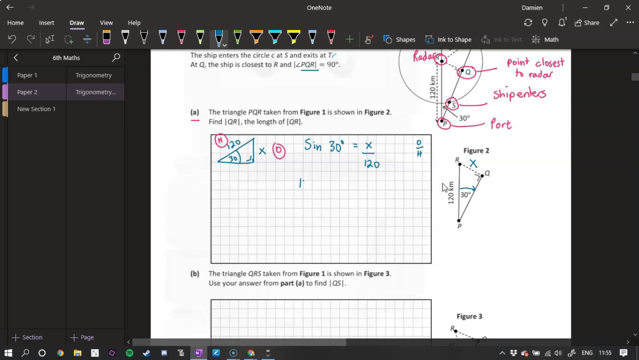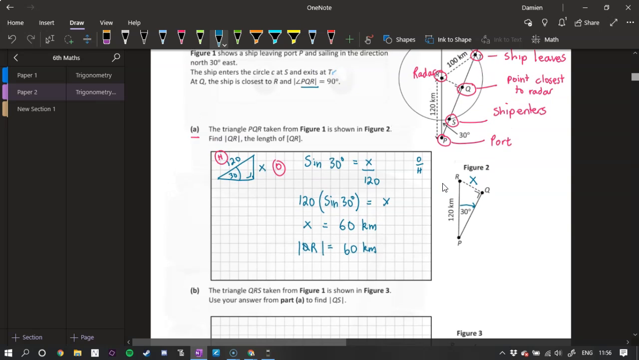To figure out x, it's going to be 120 multiplied by the sine of 30 degrees, and that's equal to x. When you work that out, x is equal to 60 kilometers. And if you want, you can write in that QR is equal to 60 kilometers. We put lines on the outside of that because it's distance. So that's the first one done. Let's move on to the next one.